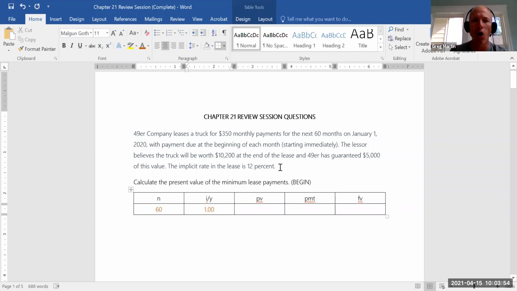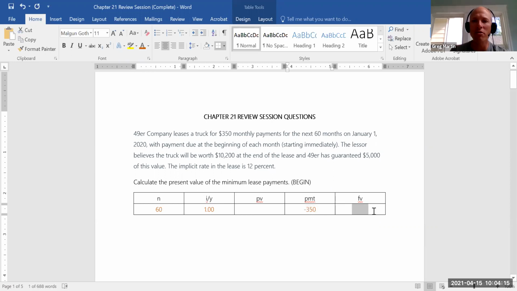The implicit rate is always given as an APR, and we're asking you to solve for a present value for monthly payments, so we need a monthly interest rate. Present value, of course, is what we're solving for. The payment, from the lessee's perspective, is a negative $350 because they're making that payment.